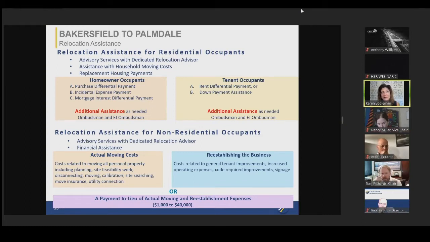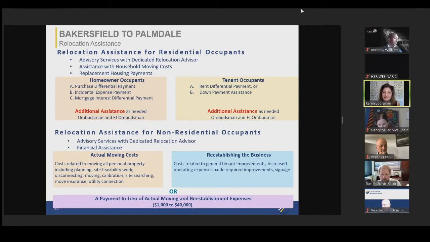Oftentimes people say, oh my gosh, if you're going to give me that much money, I want to use it as a down payment to purchase replacement housing, which we're all behind. So we engage them in homebuyer education courses and walk through that with them, helping them understand what it takes to be prepared to buy a home, searching for sites, and linking them to realtors, et cetera. Again, there's that additional assistance.